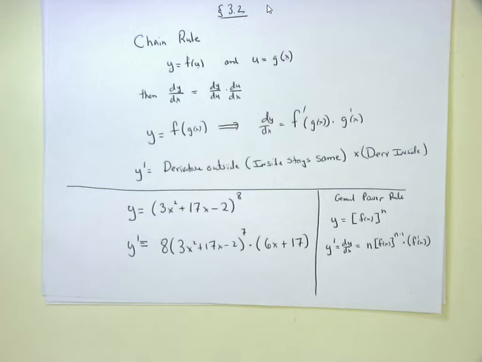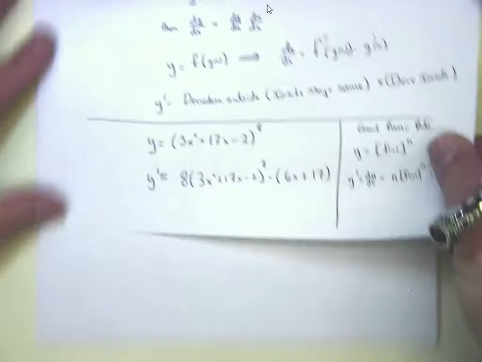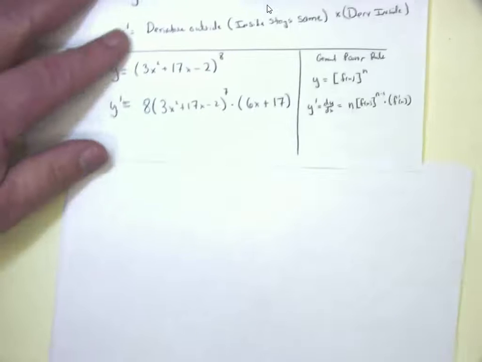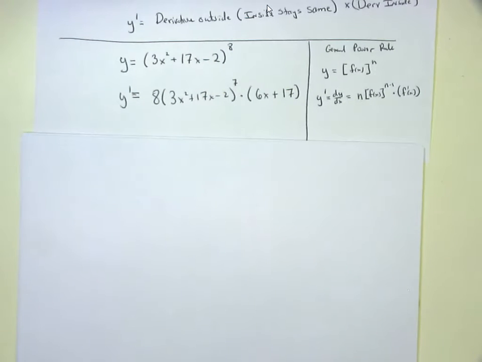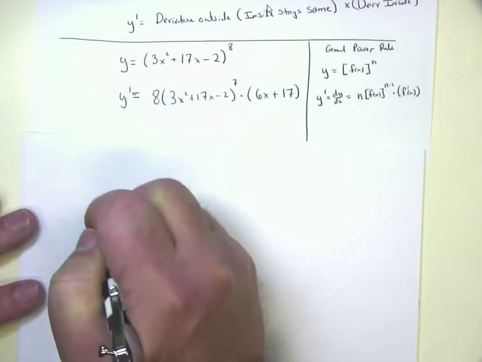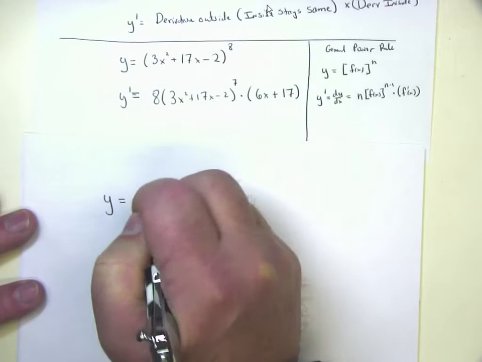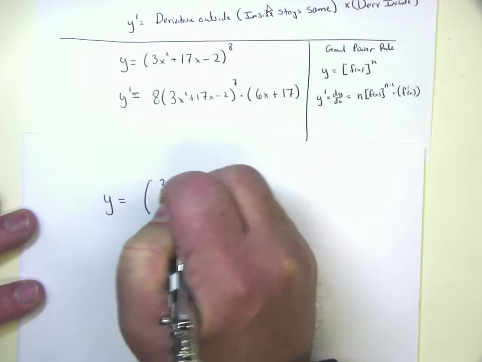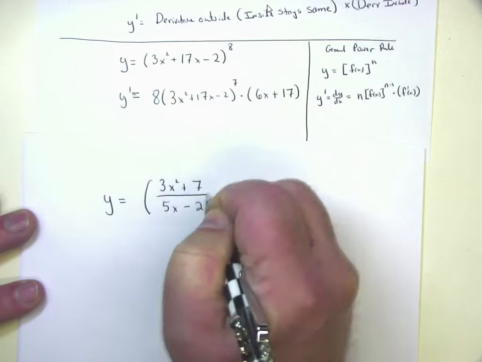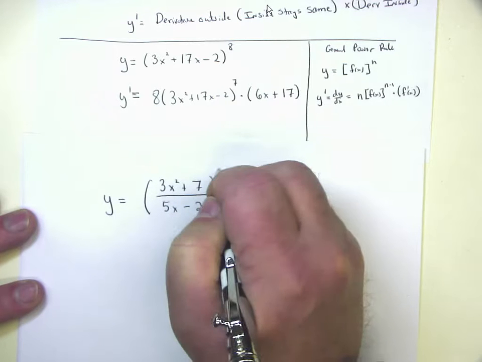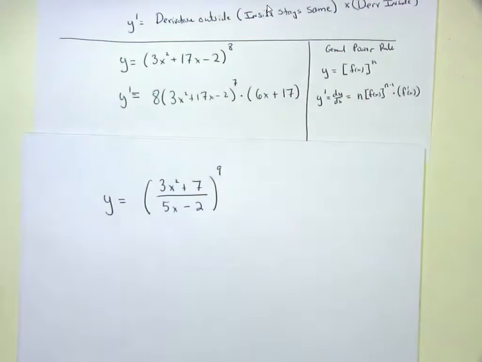But you know where we're going with this stuff. So let me just go ahead and give you a real clue of what's going on here. So, here we go. They're going to give you problems like this. Y is equal to 3x squared plus 7 divided by 5x minus 2 raised to the 9th power, let's say.